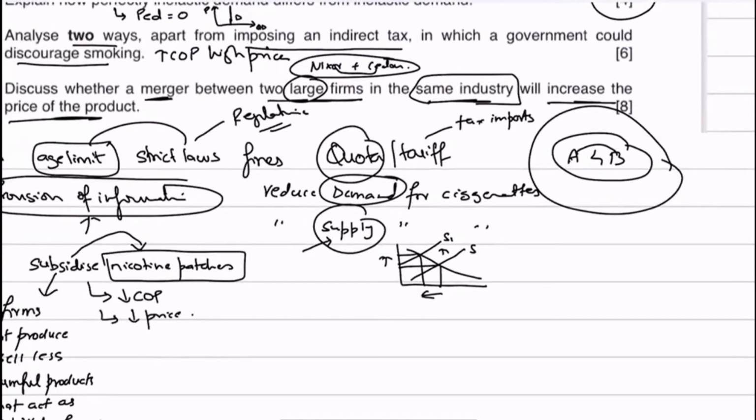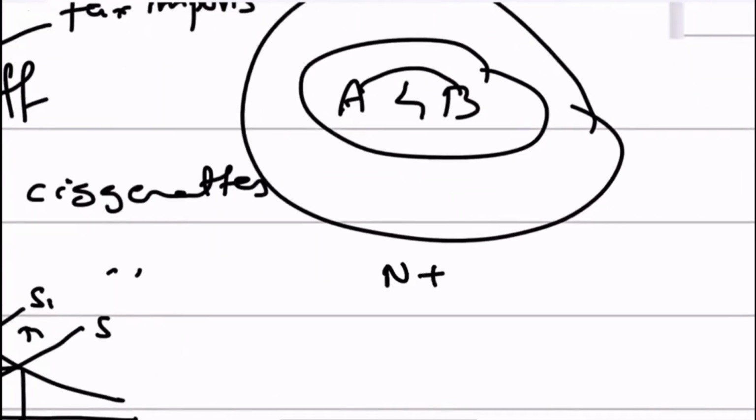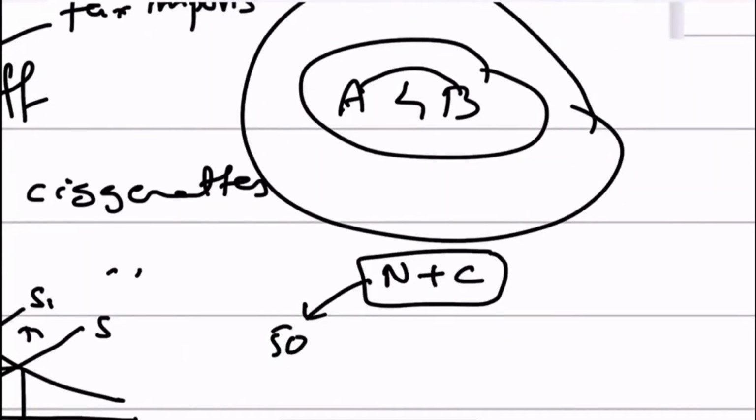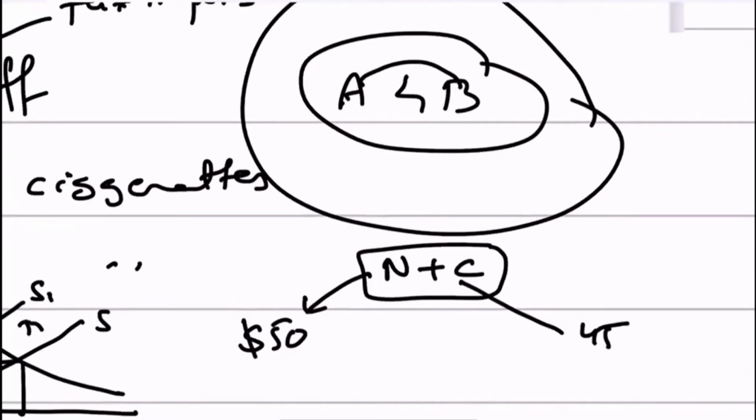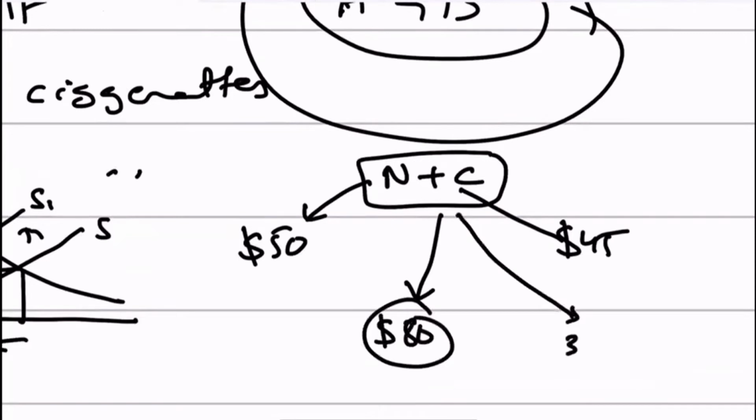So you could say that a merger between two large firms could have both aspects to it. It could increase the price of the product, and it could also not increase the price of the product. So basically what they're saying is that, let's say Nixer College plus Cedar College, they merged together. Maybe Nixer was charging maybe $50 a month, and let's say Cedar was charging maybe $45 a month. And if they merge together, how much will they charge to students? Will they charge maybe $80 together a month, or maybe they'll charge $30 together a month?